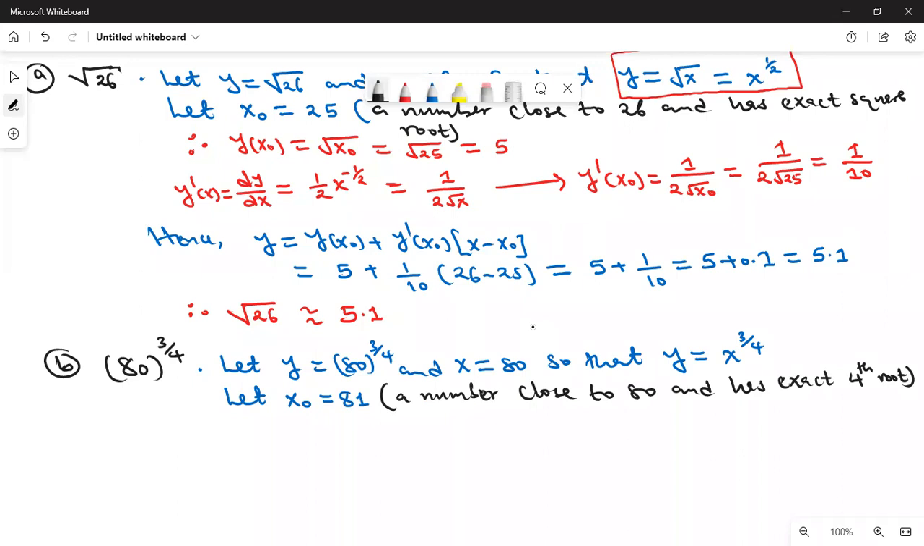So now that we know x naught, we can find y at x naught. So you can say that y at x naught, remember, this is y of x.